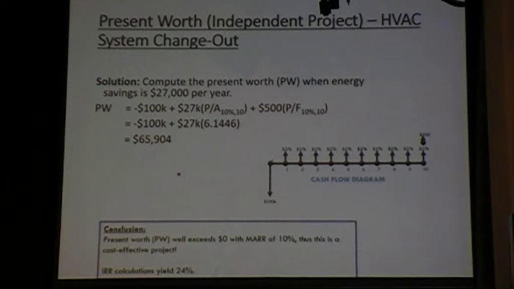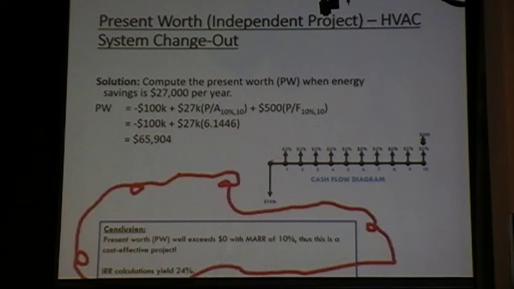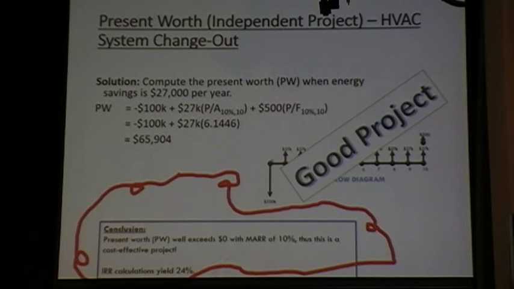We do the math. As it ends up, the project looks good because it's less than zero, which means it's a good project. Another good project. We've got 2 in a row now.